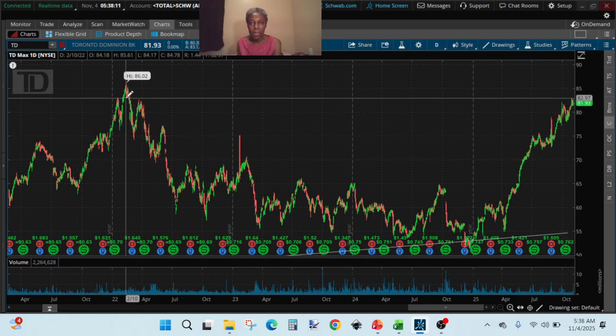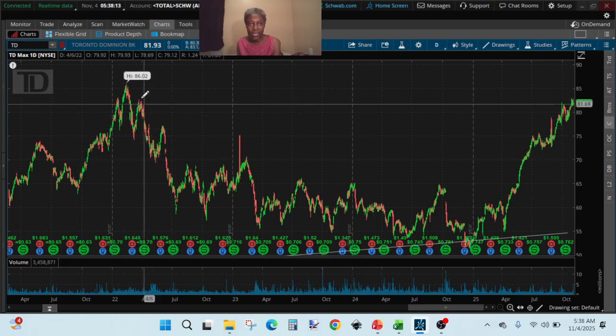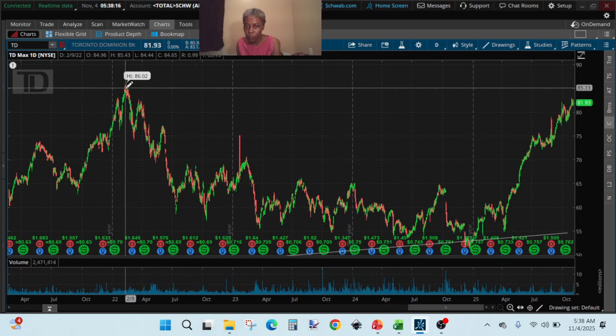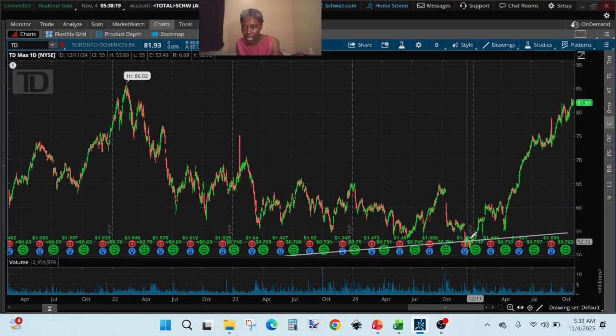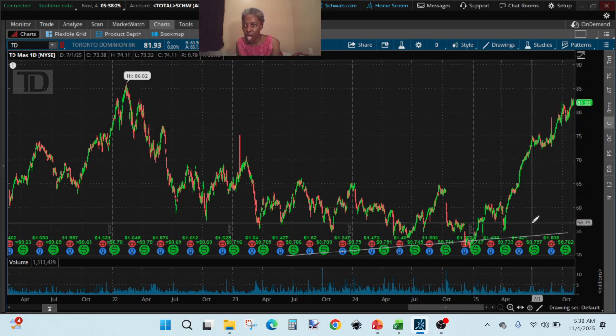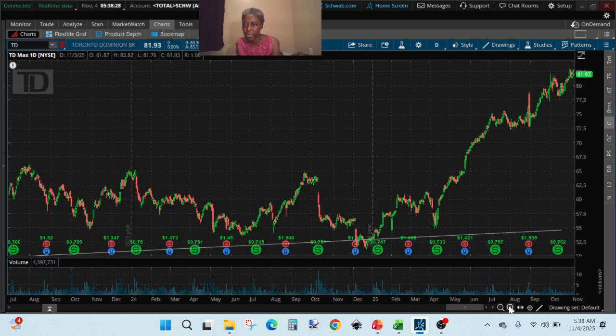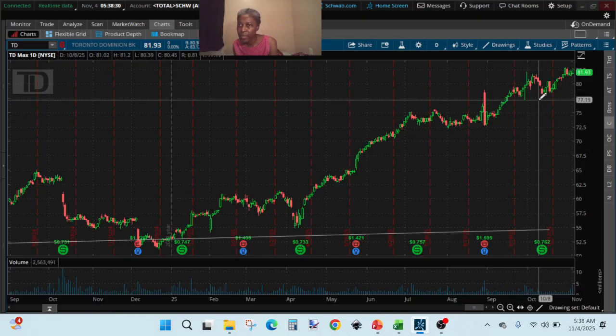So we are looking at the maximum daily chart here. You can see that it's very close to it. It pulled back to that valley line and started going up from there. It is well far from it now, and we know it's going up. So now let's see what it's doing.